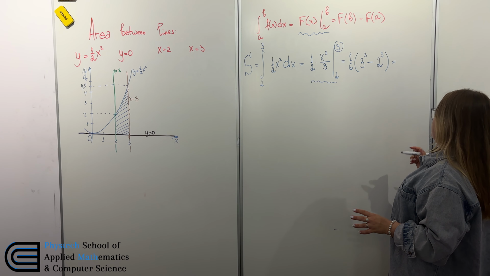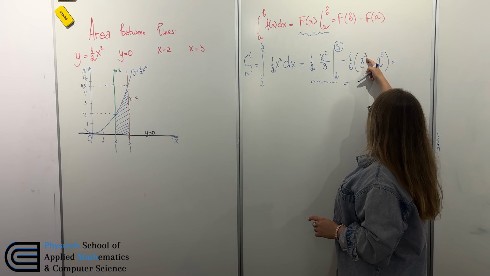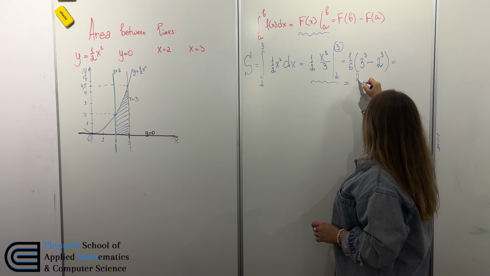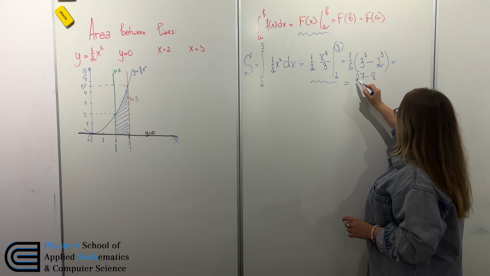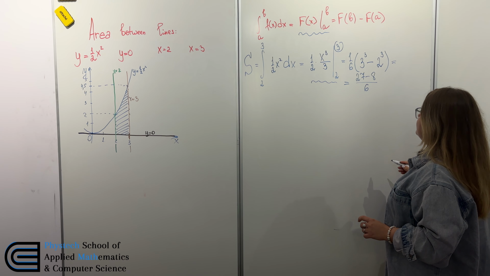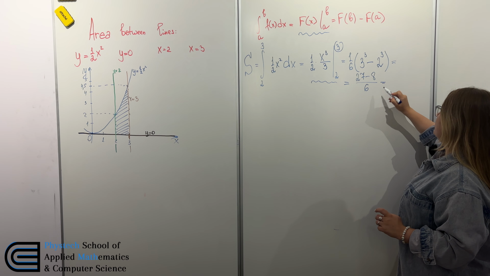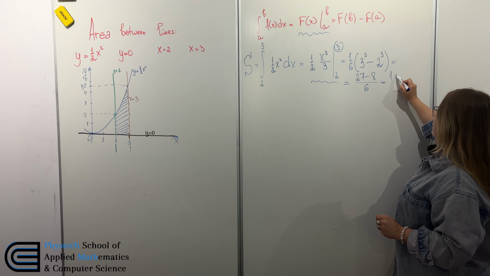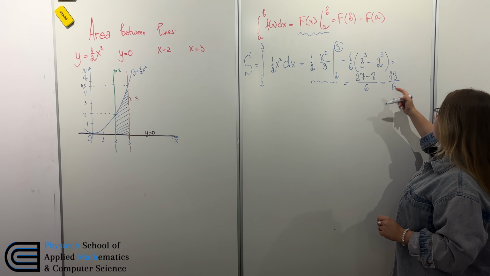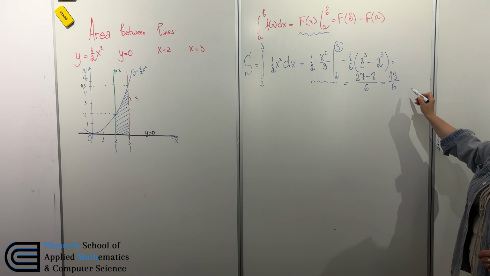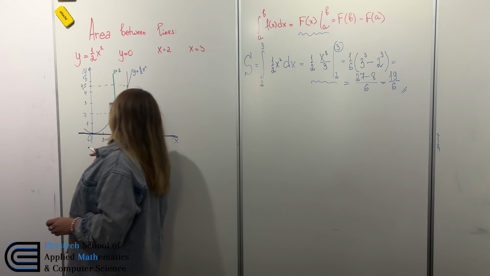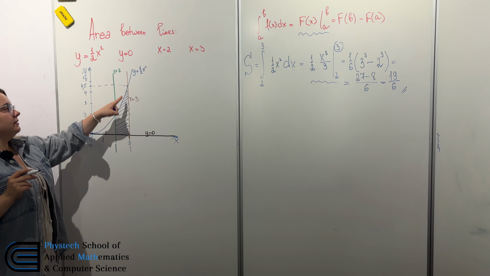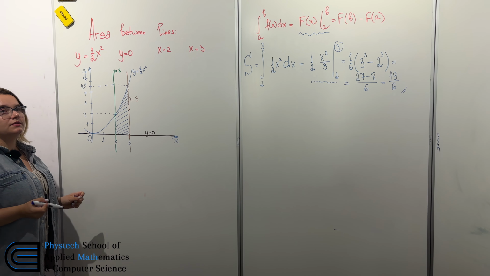So then we can calculate it. 3 to the power of 3 gives us 27, 2 to the power of 3 gives us 8. In our denominator will be 6. 27 minus 8 gives us 19, and divided by 6. This is the area of this figure.